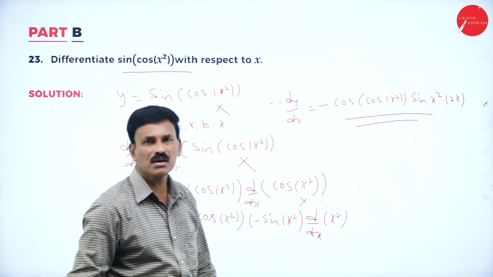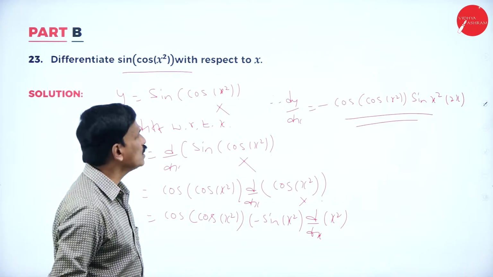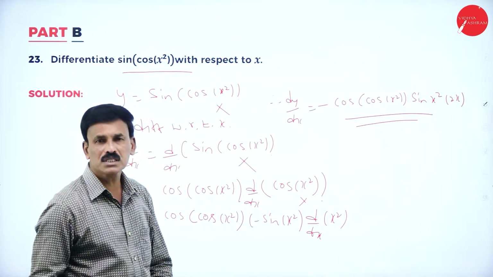This is the simplified answer. That's it. So what is the differentiated answer? Minus cos of cos x square into sin x square into 2x is the required answer.